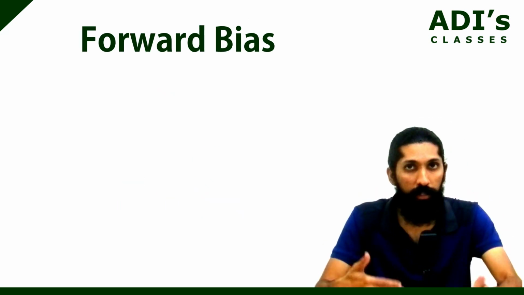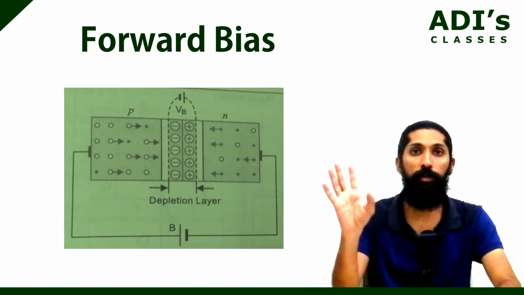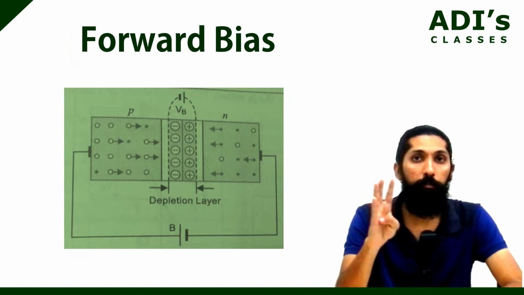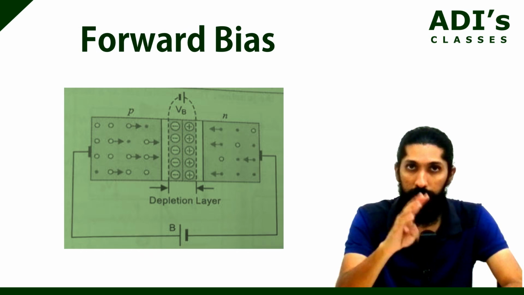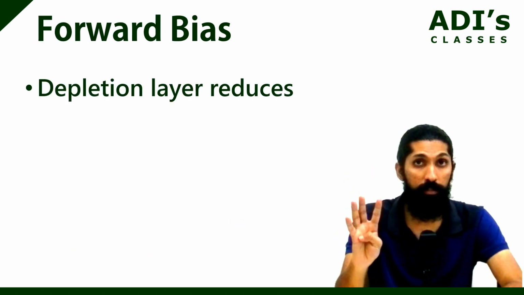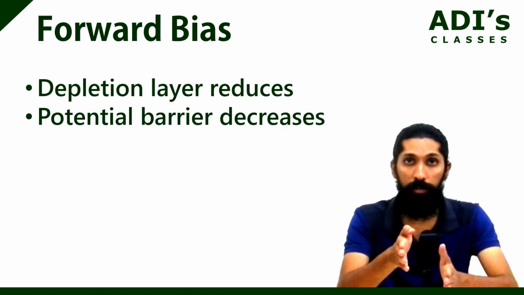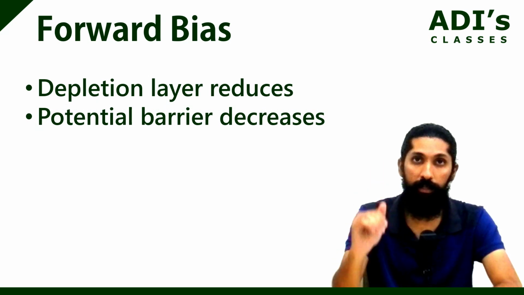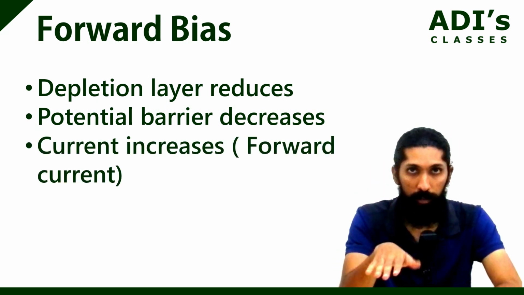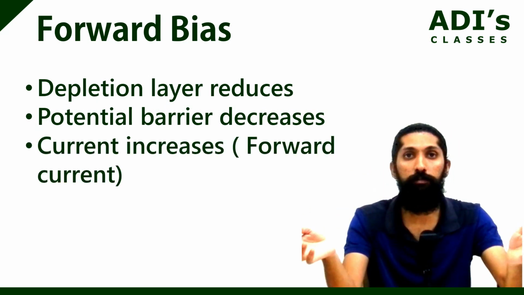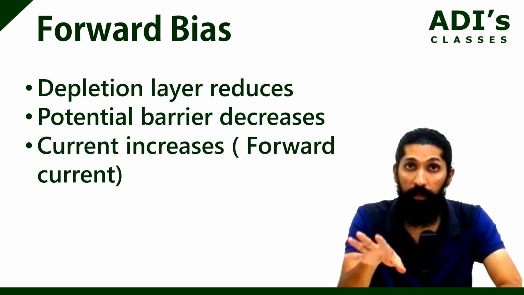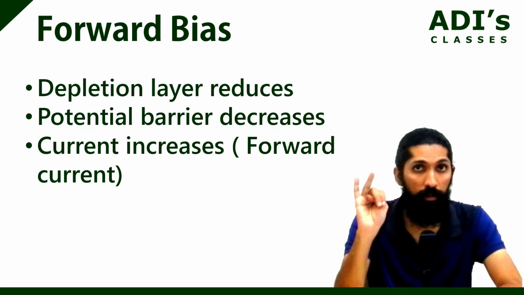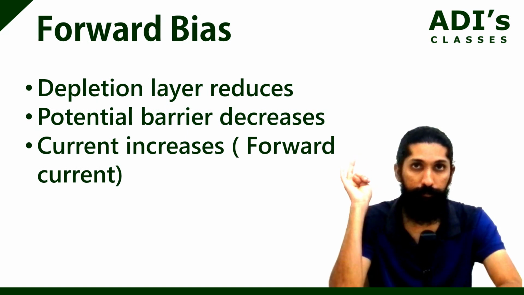Now, let's quickly recap what happens in forward bias. First, in the PN junction, P type is connected to plus, N type is connected to minus. This is forward bias. In this, the depletion layer reduces, the potential barrier decreases. Because of this, majority charge carriers will cross over. The current is going to be very high. And that current is called forward current, the third important point.